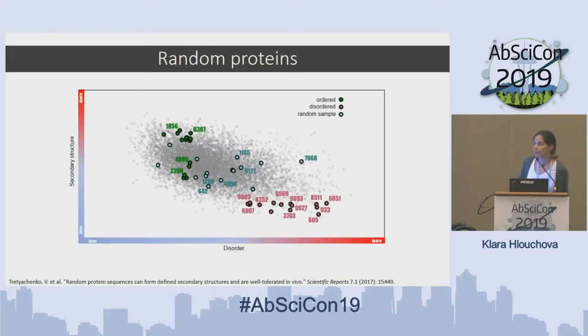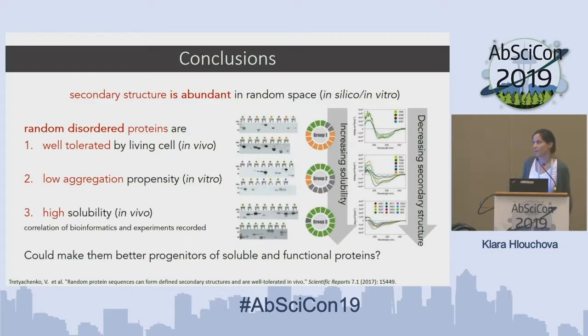This plot here shows the same random data set in a slightly different way. On the y-axis we have secondary structure content, and on the x-axis we have the predicted disorder of these sequences. So basically we see a whole range of sequences in our random data set, some with high secondary structure content and some with low secondary structure content. And we selected 45 sequences here, the ones in color, for some experiments.